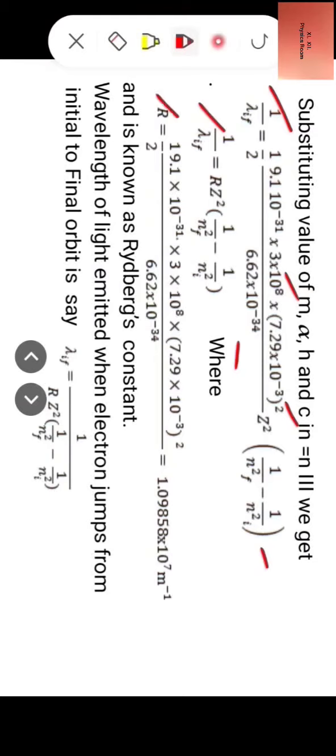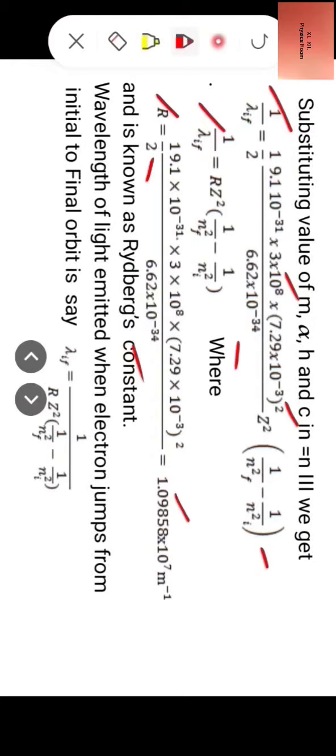R is equal to 1 by 2 into 9.1 into 10 raised to minus 31 into 3 into 10 raised to power 8 into (7.29 into 10 raised to power minus 3) square divided by 6.62 into 10 raised to power minus 34. And on simplification it comes out to be 1.09858 into 10 raised to power 7 per meter and is known as Rydberg's constant.